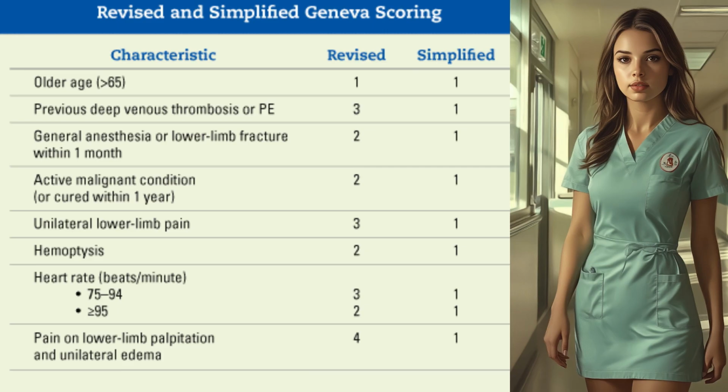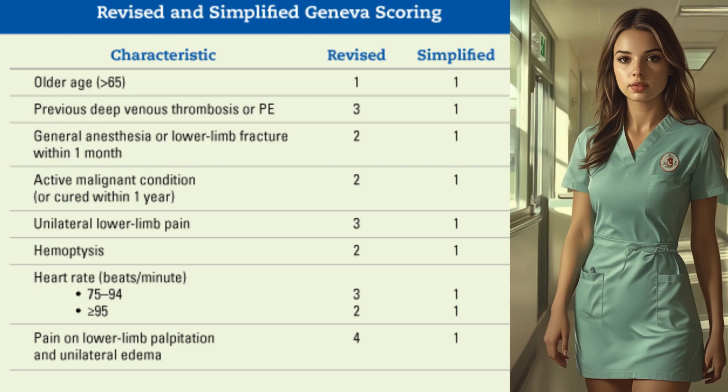Now, you mentioned the Geneva score earlier. Yes. What distinguishes that one from Wells? So Geneva also assigns points based on clinical factors, but it gives more weight to the patient's age and heart rate. Okay. It's a bit more complex with a score ranging from 0 to 14. So a wider range of scores, okay. Yes. And for Geneva, scores of 2 or less are considered low probability, 3 to 10 are moderate, and anything 11 or higher is high probability.